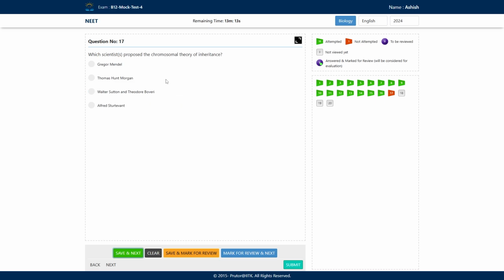Clear? Now next, which scientists proposed the chromosomal theory of inheritance? This is a quite straightforward question. They are just asking you the name of the scientist who gave the chromosomal theory of inheritance. Options are Gregor Mendel, Thomas Hunt Morgan. Option C, Sutton and Boveri. Option D is Alfred Sturtevant. What will be the correct answer?